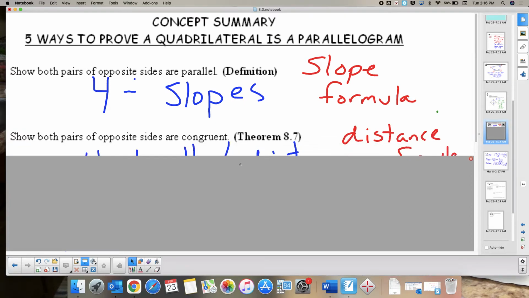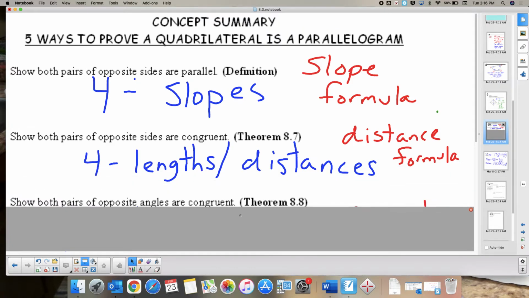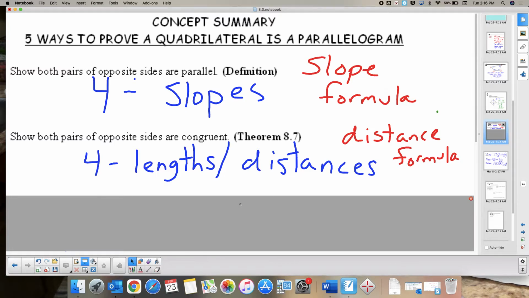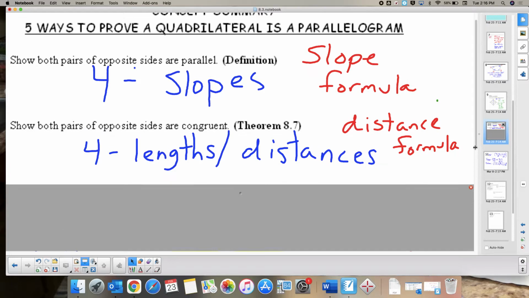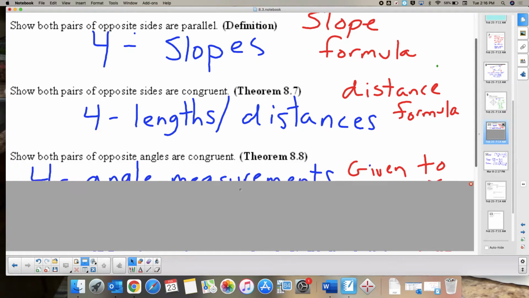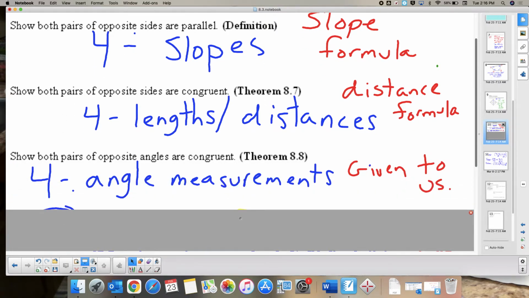Second way we can talk about it is the opposite sides are congruent, meaning that the opposite sides have the same lengths. So if I give you the points of those sides, which we're going to do here in an upcoming example, we're going to have to use the distance formula to find those lengths of those sides. Option 3, both pairs of opposite angles are congruent. Now, if I give you points, there's really no way for me to go through and find the measurements of those angles. So they have to actually be given to you.